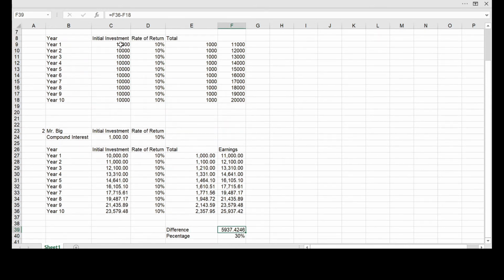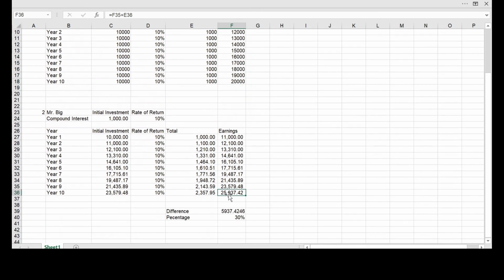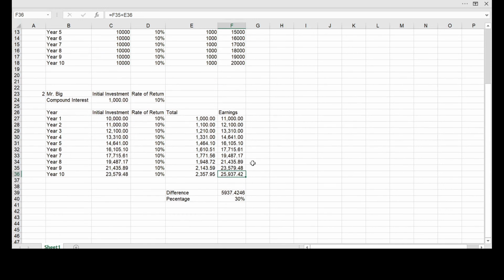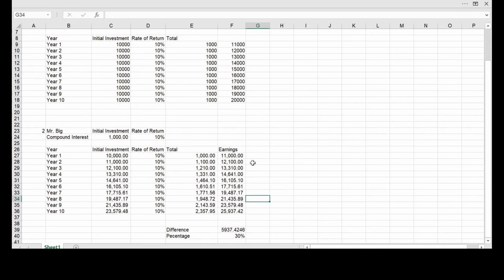Now, essentially the concept is the same. What happens is that with simple interest, as you can imagine, the growth of your investment is very slow. It's slower than a snail. Whereas with compound interest, the growth of your investment is relatively faster. So there you go. That's how you make the calculation between compound interest and simple interest.